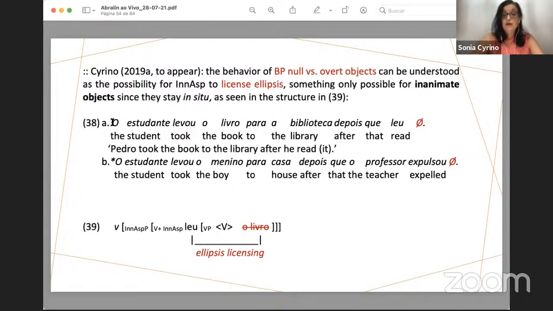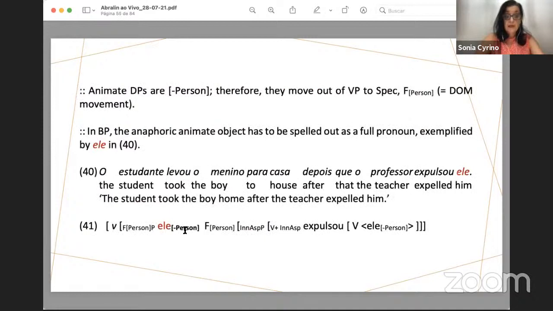And so if you have a sentence like, "o estudante levou o livro para a biblioteca depois que leu," which is possible, but you cannot have "o estudante levou o menino para casa depois que o professor expulsou," because here the antecedent is animate. The possibility of this null object comes from the fact that it's inanimate, it stays in situ, and here it can be licensed as ellipsis because the verb has moved to this inner aspect position.